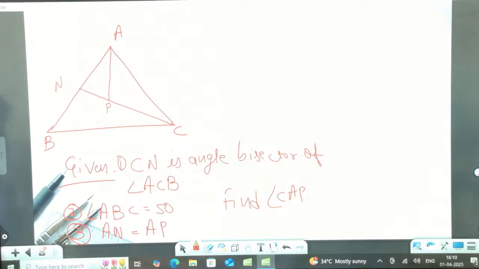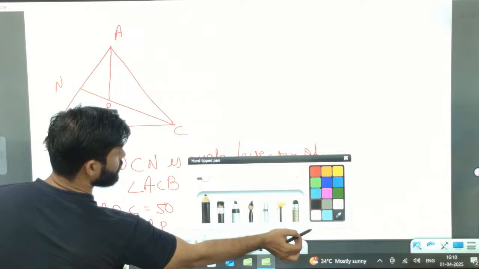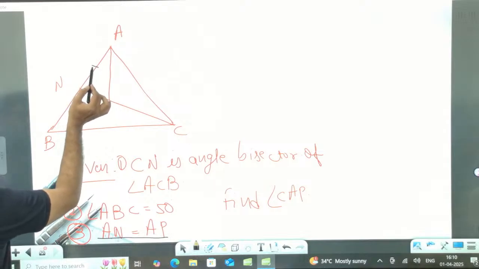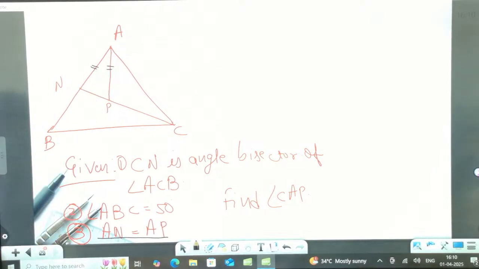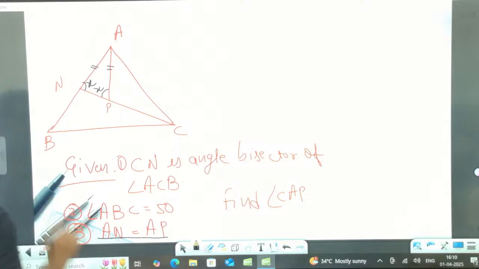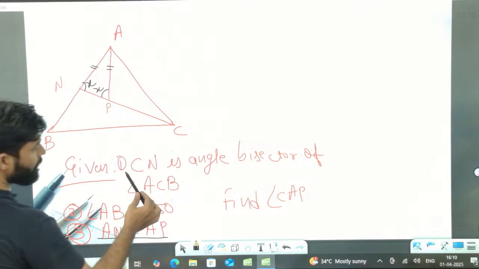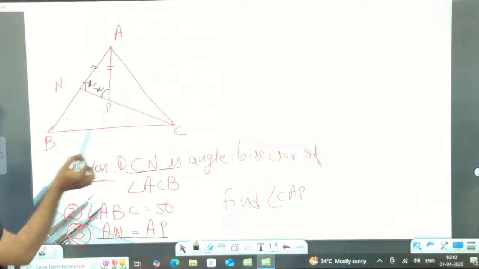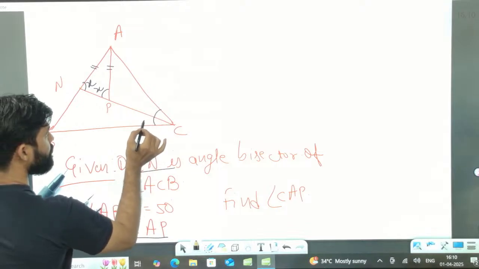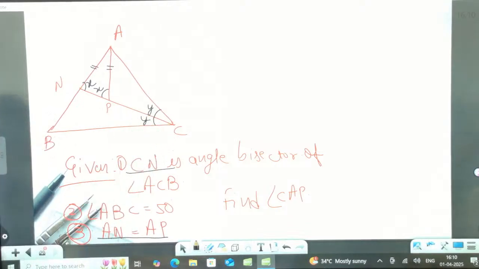Okay, look at the board now. As we know, in this triangle, AN equals AP. So this is AN, this is equal to AP. Okay. So if I name this angle as X, this angle has to be X, because this is an isosceles triangle. One line is there that CN is the angle bisector of ACB. What is an angle bisector? Which bisects the angle exactly into two parts. So if this part is y, this part has to be y.